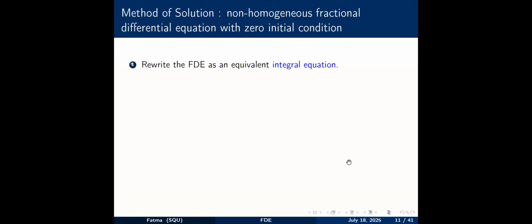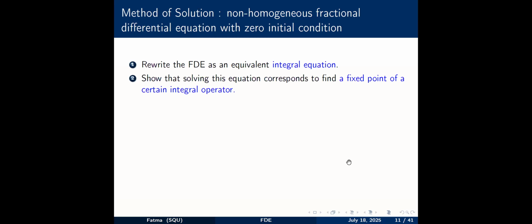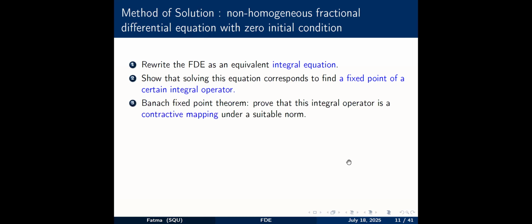For the first equation, the non-homogeneous fractional differential equation with zero initial conditions, we are going to follow these steps. As I said, it is based on the Banach fixed point theorem and successive iteration. First step, we rewrite the fractional differential equation as an equivalent integral equation. Second step, we show that this equation corresponds to finding a fixed point of a certain integral operator. Number 3, we use a fixed point theorem to prove that this integral operator is a contractive mapping under a suitable norm.